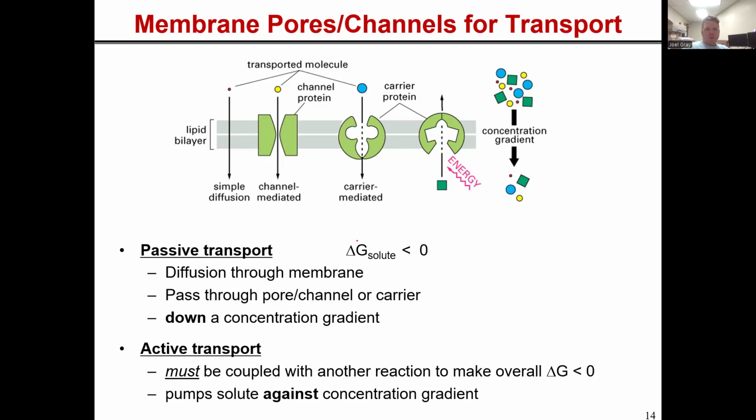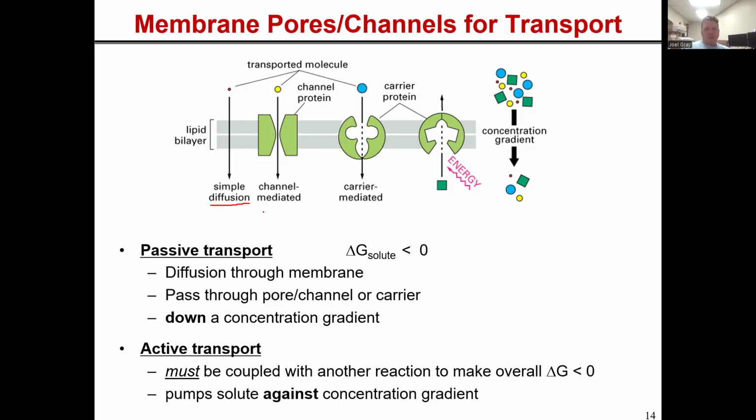Passive transport is diffusion through a membrane. Now, this is going to be substances that pass through a pore or channel, or a carrier is one way that they can do it. But the most common passive transport is simple diffusion, depicted right here. Something just going from one side of a membrane to the other.